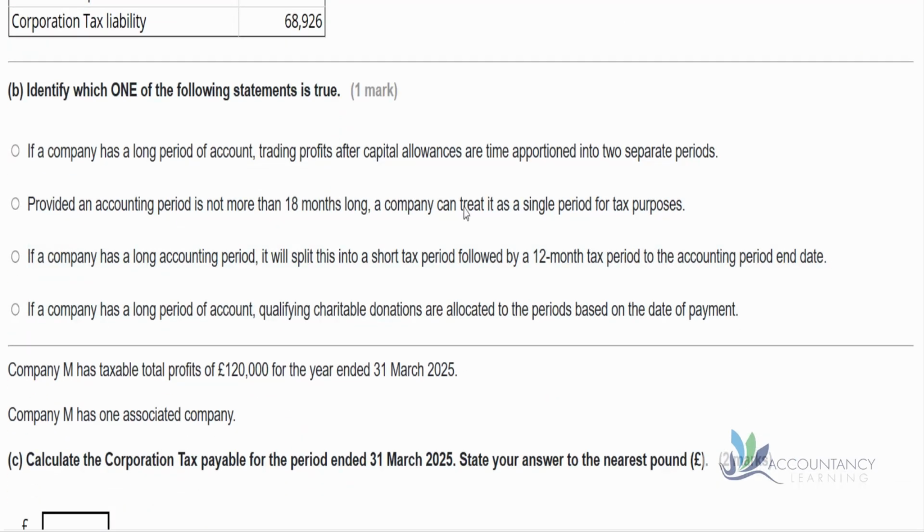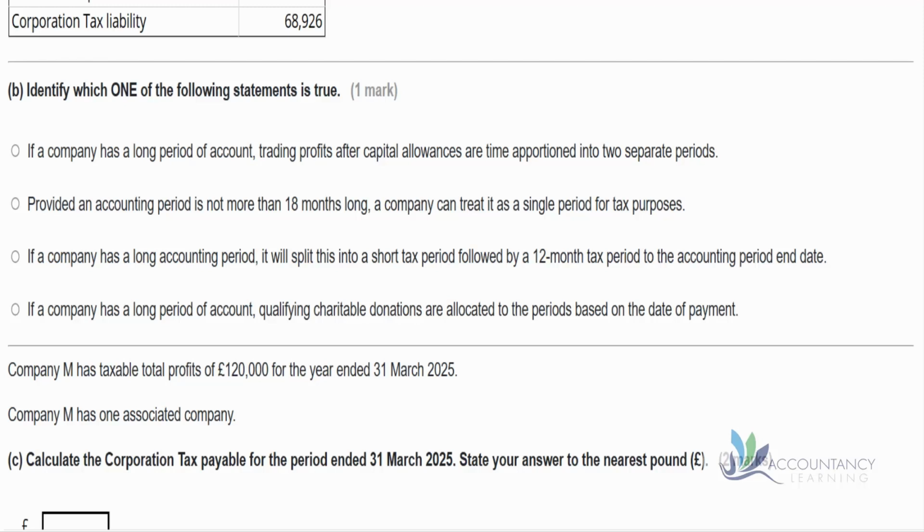Okay, moving on then to part B, identify which one of the following statements is true, and these are all about long periods of account. So the first one then, if a company has a long period of account, trading profits after capital allowances are time apportioned into two separate periods.